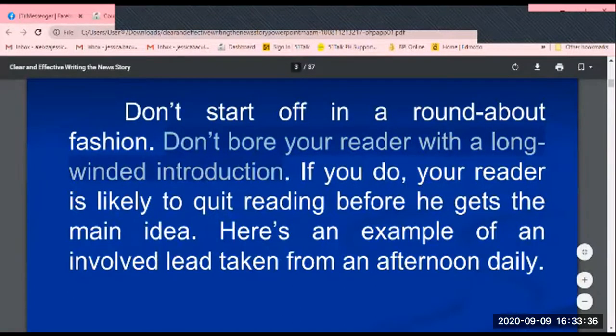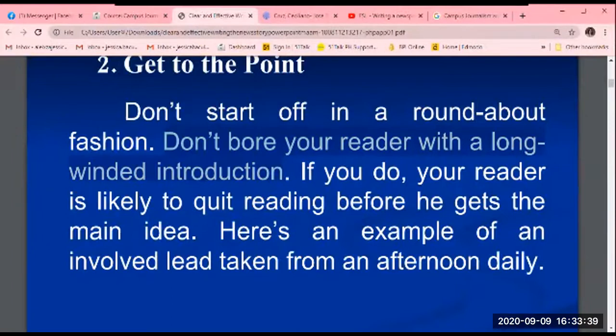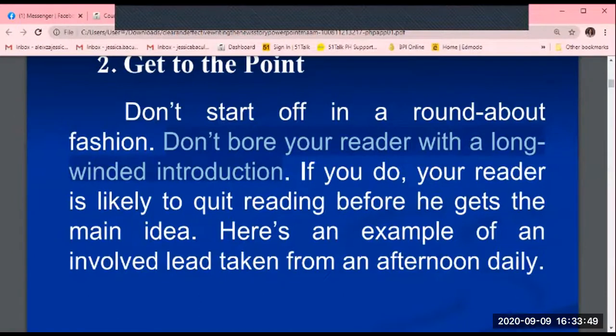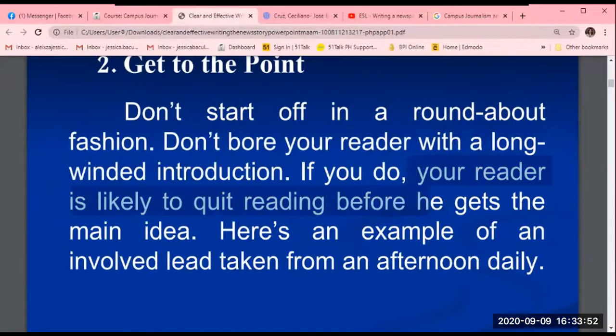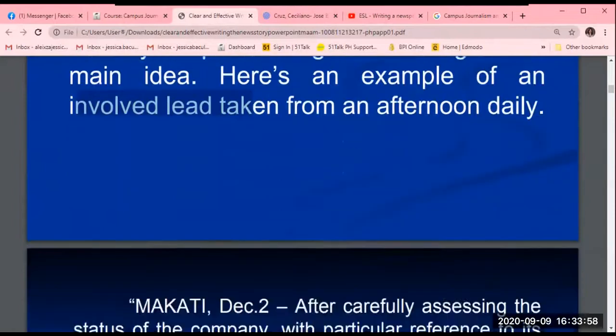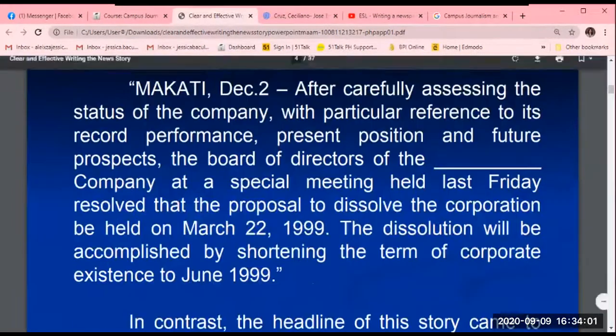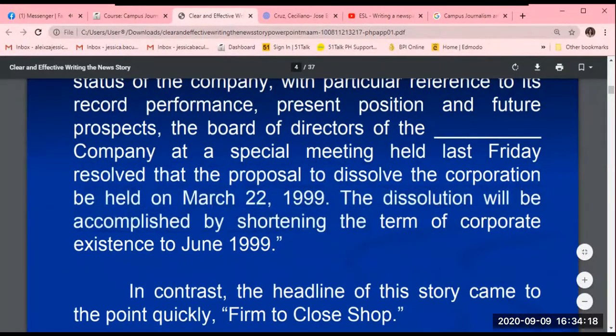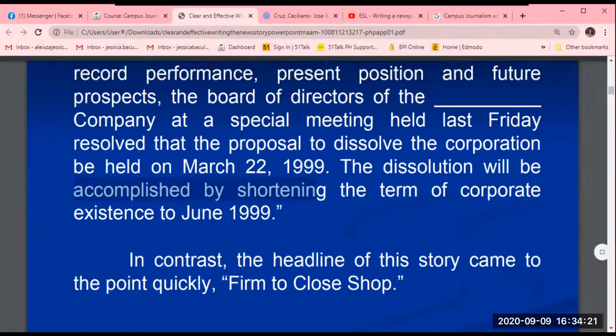That's why we have the lead, because our lead is basically the most important introduction for your news story. If you bore them, your reader is likely to quit reading before he gets to the main idea. So here's an example of an involved lead taken from an afternoon daily. Makati, December 2: after carefully addressing the status of the company with particular reference to its record performance, present positions, and future prospects, the board of directors, at a special meeting held last Friday, resolved that the proposal to dissolve the corporation be held on March 22, 1999. The dissolution will be accomplished by shortening the term of corporate existence to January 99.